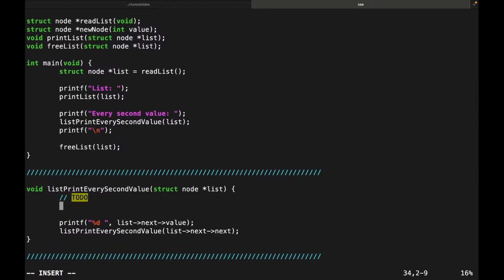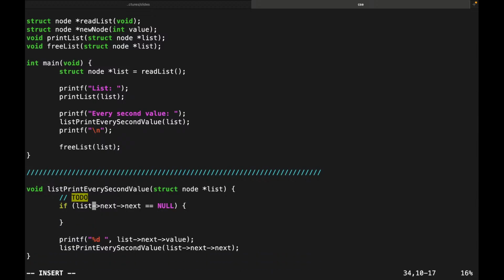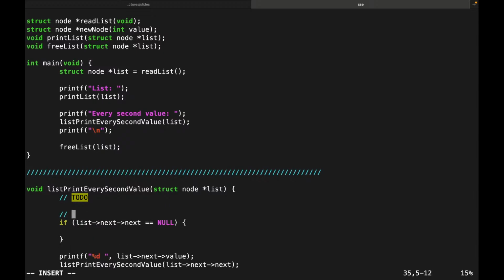But we've got to add our base case so that our function actually stops. So what is our base case going to be? Anyone else want to contribute? Sorry, I can't see where that voice is coming from. If list next equals null, then we return. So let's think about what that means. If list next equals null, then that means we have 2 items in our list. We wouldn't want to return right away because we still need to print out the second value.